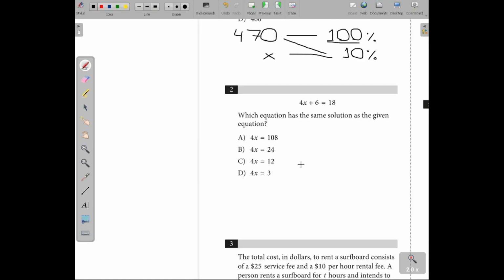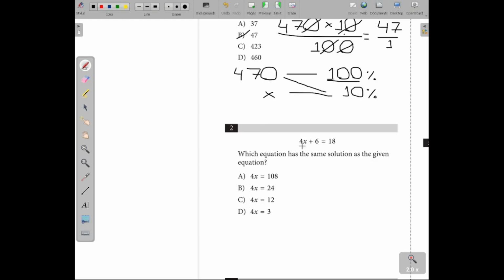Now for number 2. We have this equation and they ask us which equation has the same solution as the given equation. So we can solve this equation. Let's start to solve it. 4 times x plus 6 is equal to 18. So 4x plus 6 equal to 18.